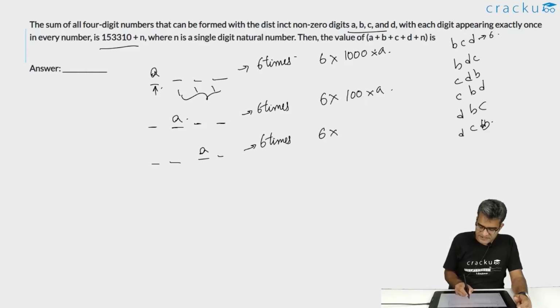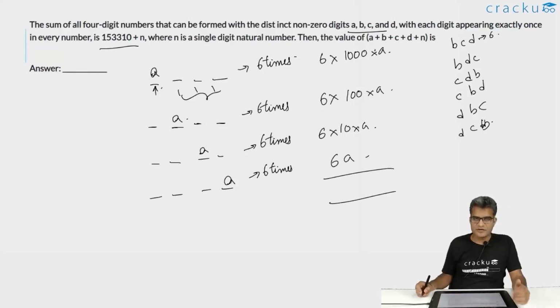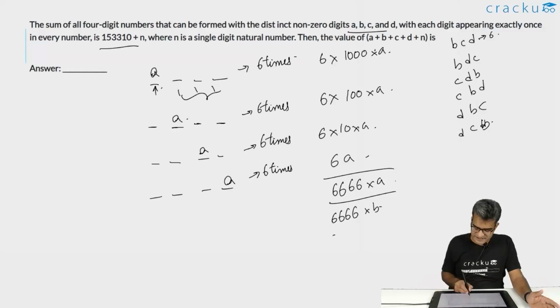And it contributes 6 into 10 into A to the sum. And finally, it is there in the units place 6 times, and it contributes 6A. So the total that is contributed by A to the sum is 6666 into A. The total similarly that is contributed by B is 6666 into B. And the total that is contributed by C is 6666 into C.